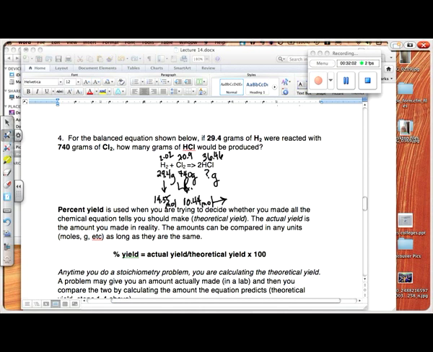2/1 is my mole ratio. So 10.44 times 2, and I end up with 20.87 moles of HCl. And then there's my molar mass, the 36.46 grams per mole from the periodic table, to convert back to grams. And I get 761.1. Significant figures: I'm going to go with 3 significant figures, so 761 grams of HCl.